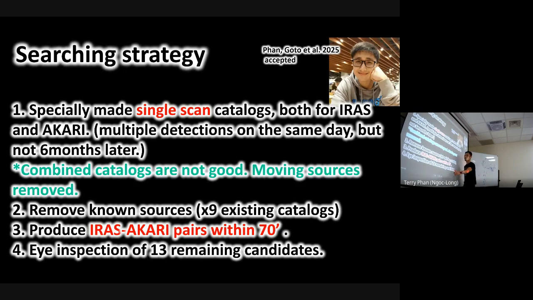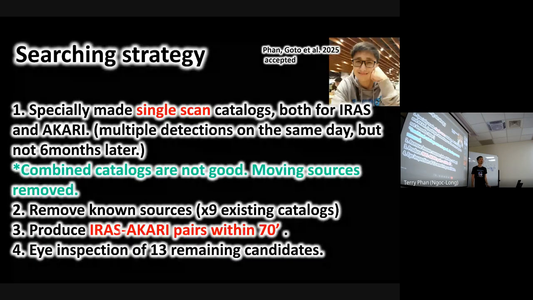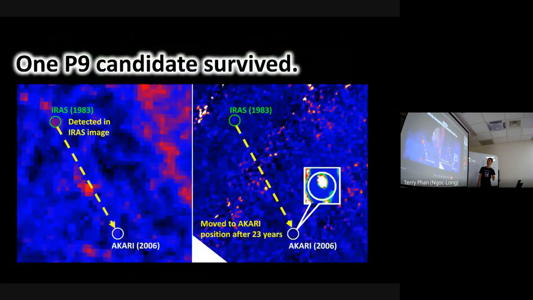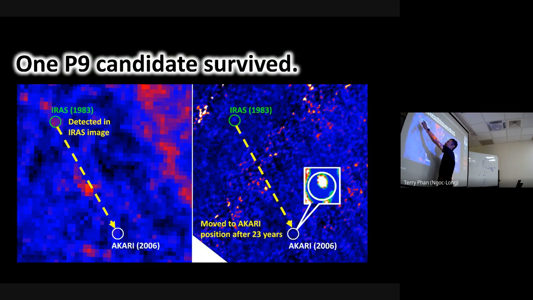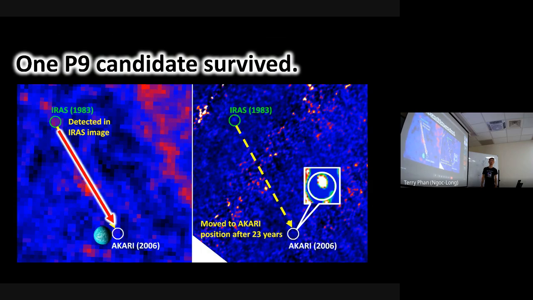And he found 13 pairs within 70 minutes. But then most of them are just garbage, some not. But there was one candidate remaining, which is this. Then this object in IRAS was here in 1983, and in the 2007 Akari image it is here. So according to Terry's story, this object moved from here to here in the 23 years between them.